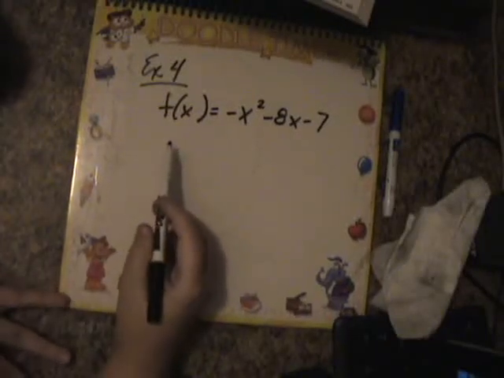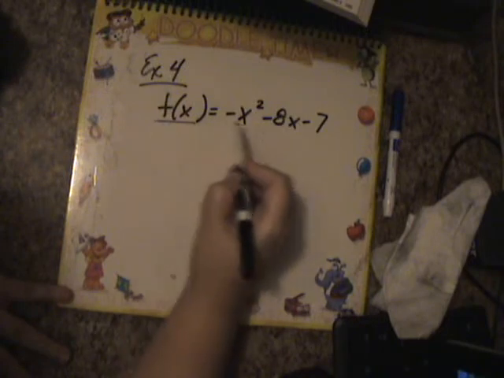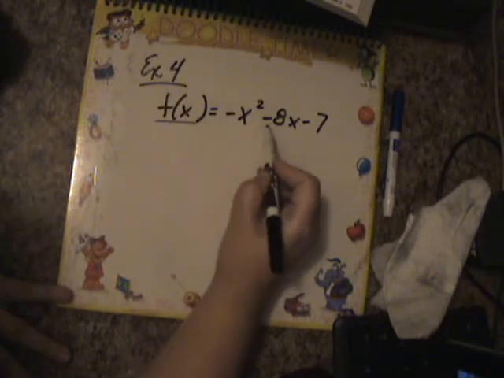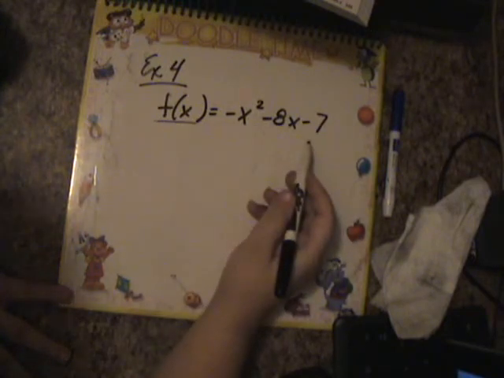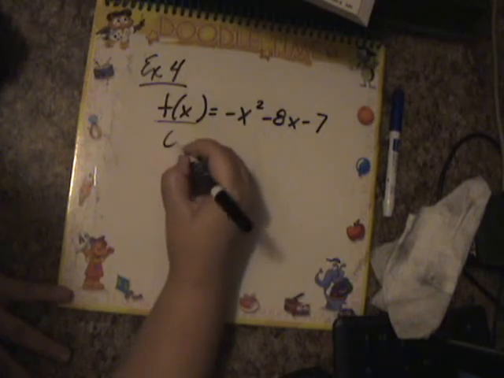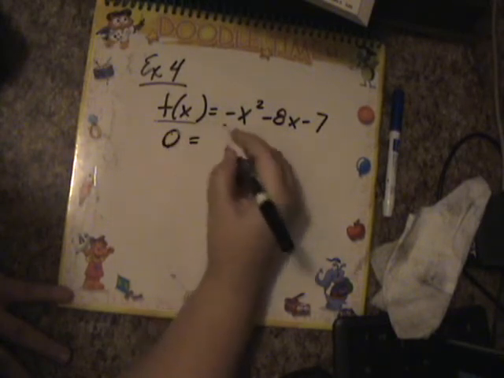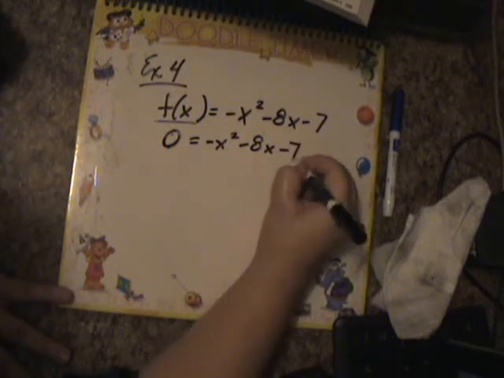Now this is example 4. In example 4 we have the equation f of x equals negative x squared minus 8x minus 7. And the question is to find the zeros of this function. The zeros means that is where this equals 0. So my f of x, or my y, is 0. And then I have negative x squared minus 8x minus 7.